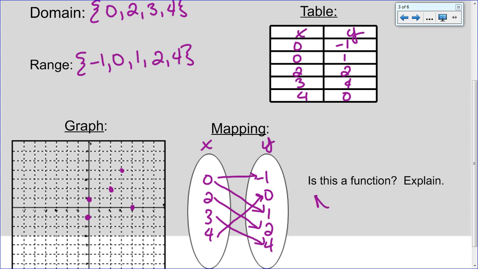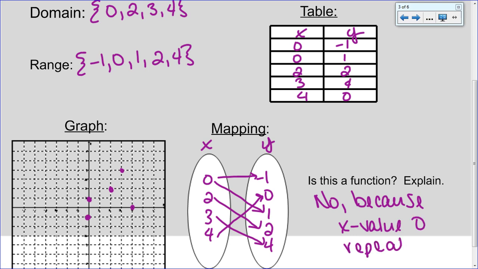So is this a function? No, it's not a function, because the x value 0 repeated. It was there twice. So anytime you have an x value that repeats, you do not have a function. And in this case, the x value that repeated was the number 0. So that is how we do graphs when we do the mapping.